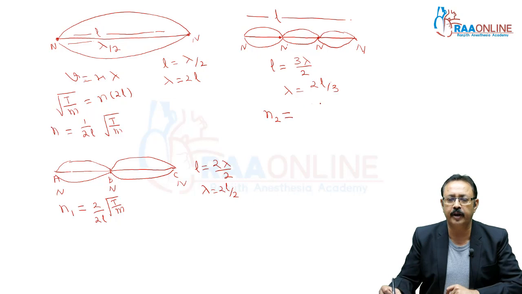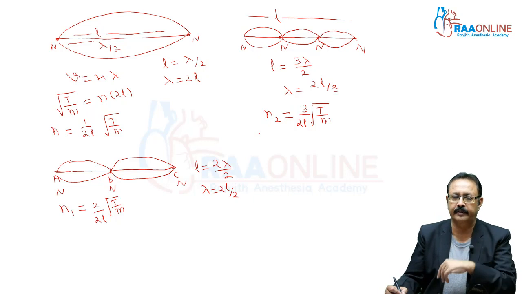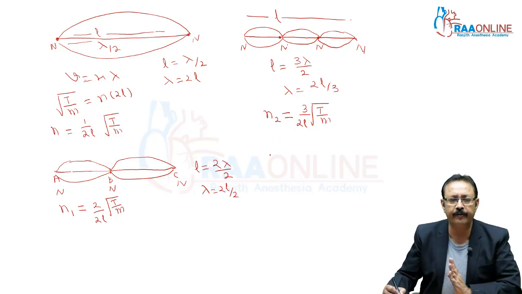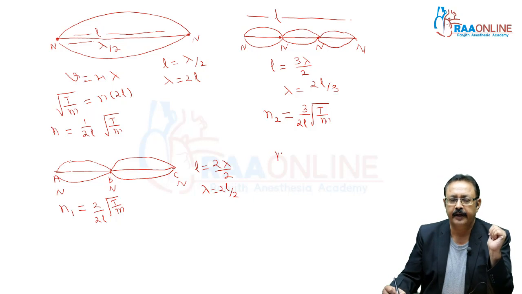N equal to V upon lambda. V is root T by M and lambda is 2L by 3. This is just the next frequency, N1. So what do you observe? We observe that if our wire is vibrating by making P loops, it will get a frequency P by 2L root T by M.